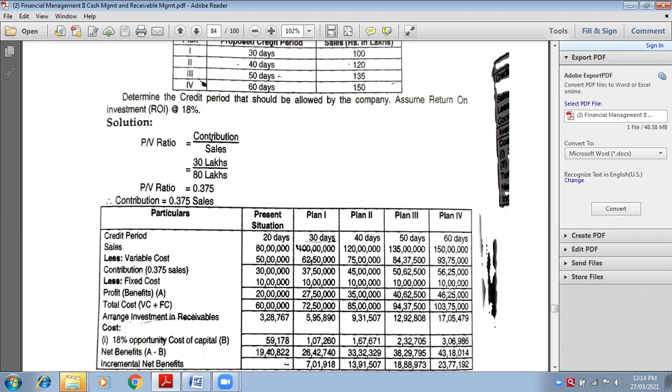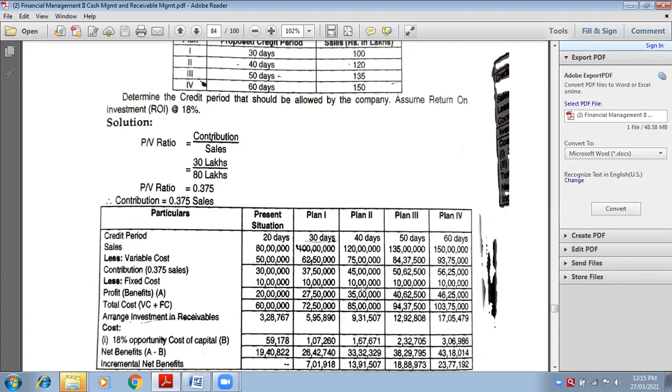Now give me the answer of profit. Contribution minus fixed cost, you will get profit. And that should be in block A. Give me the answers, come on. Contribution minus fixed cost. So present situation profit is 20 lakhs. Plan 1, profit of plan 1: 27 lakhs 50,000. Very good.